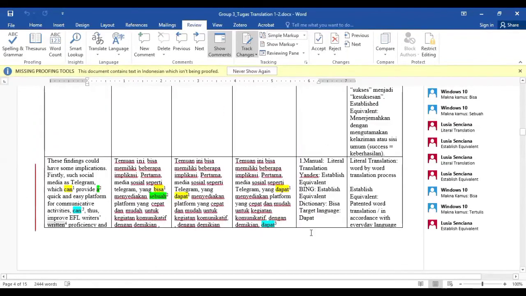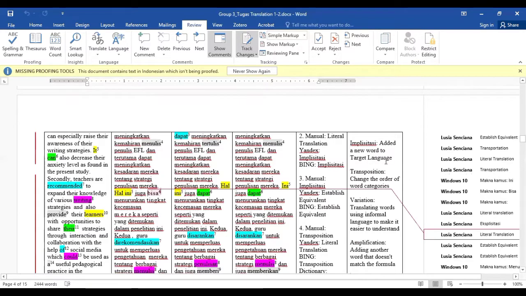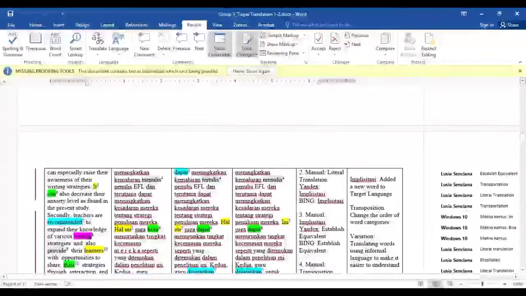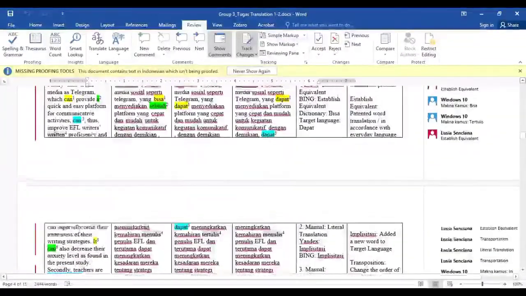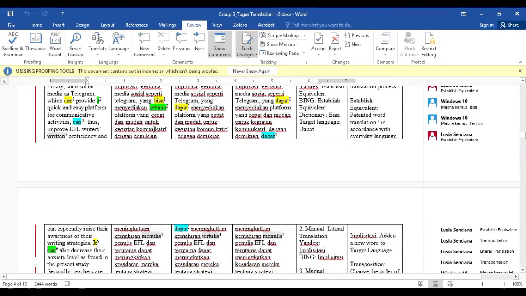Okay, the next is number 3. Number 3 is can, and in the dictionary meaning is bisa, interpreted to bisa. And if the manual translator cannot interpret it, and in the Yandex translator interpreted to dapat, in the Bing is same with the Yandex translator.